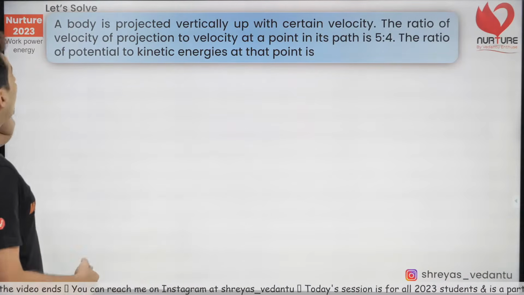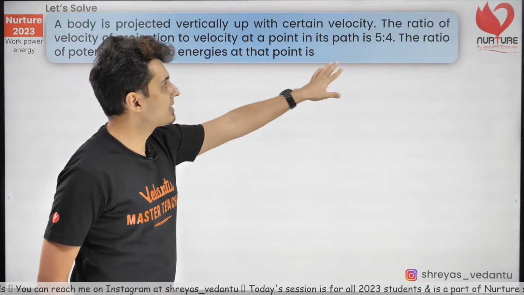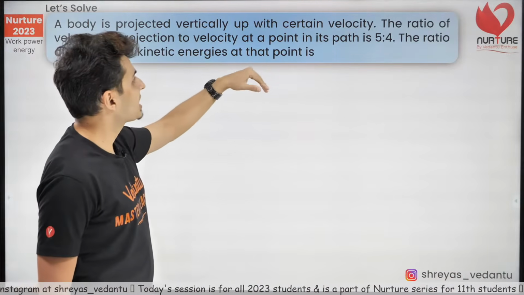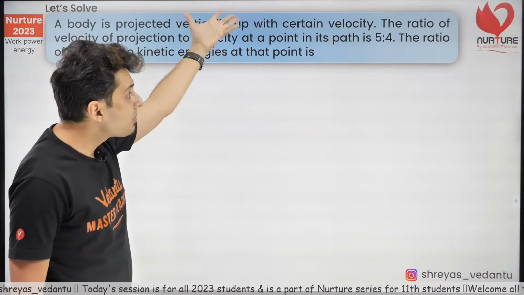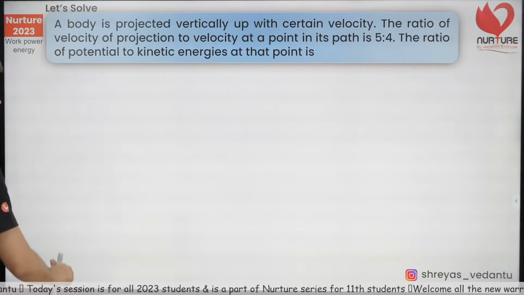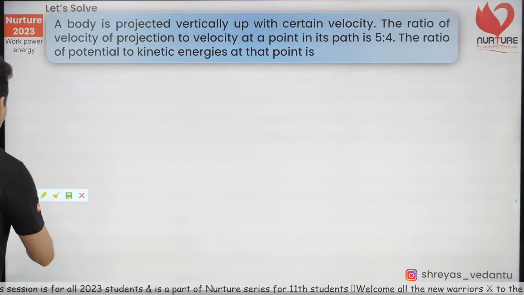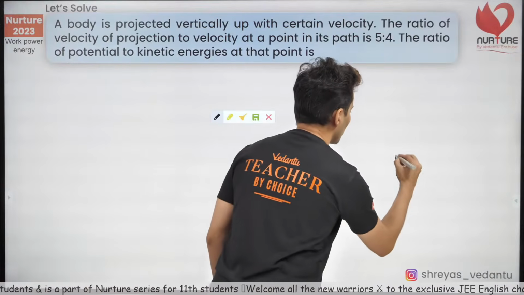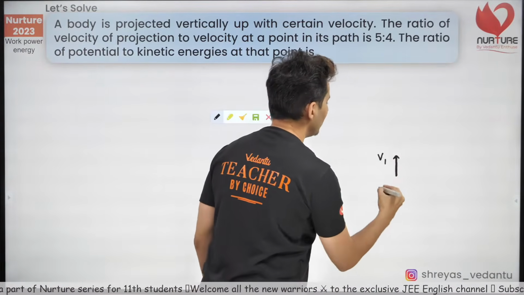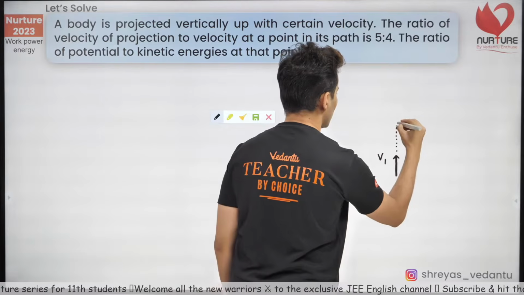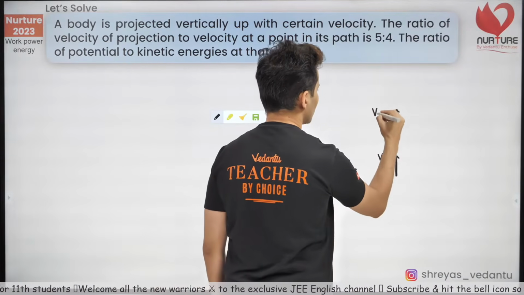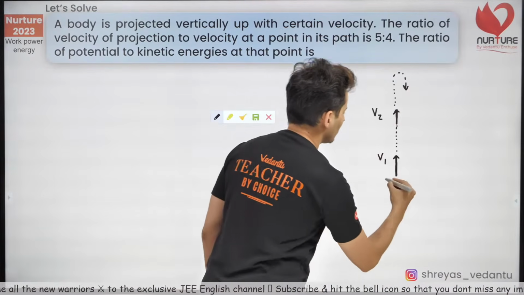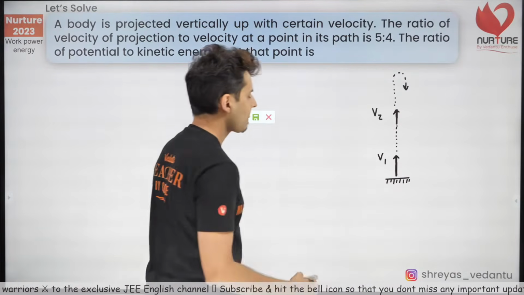Moving on. A body is projected vertically up with certain speed. The ratio of the speed of projection to the speed at a point in its path is 5:4. What is the ratio of potential to kinetic? Interesting question. Let's try to draw the diagram and understand what is happening. You throw some body up, let's say with speed v1, it goes up, and at some point it has some speed v2, it goes further up and comes down like this. This is thrown from the ground level, let's say.